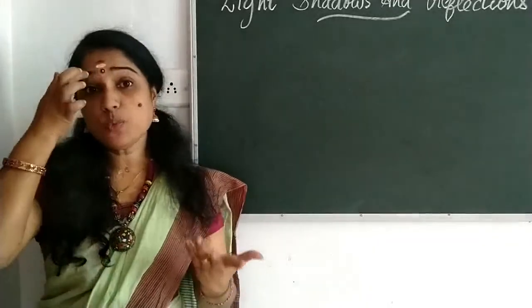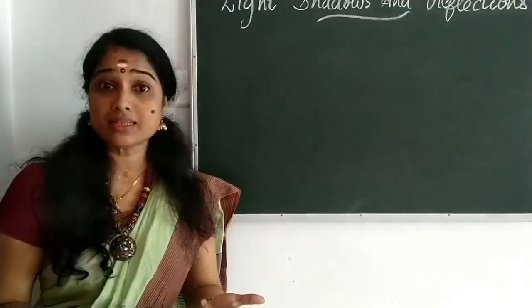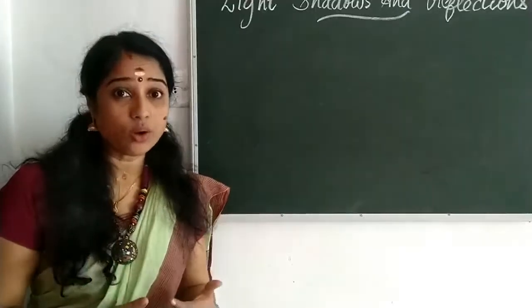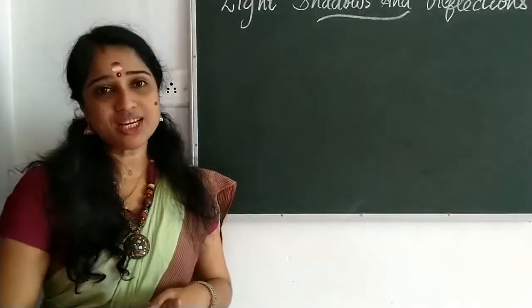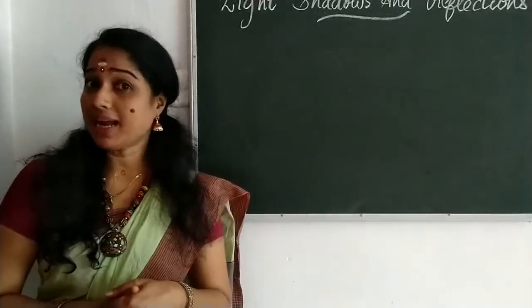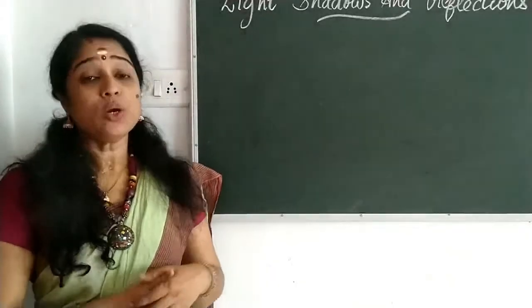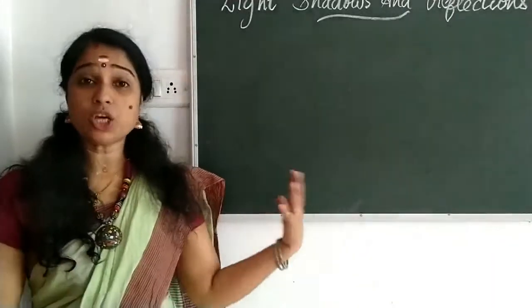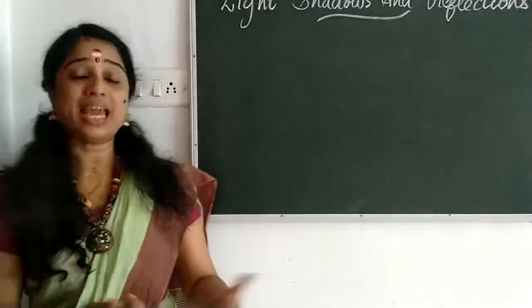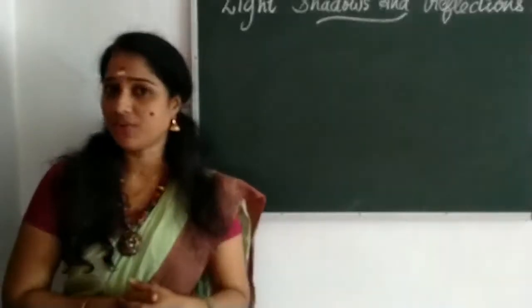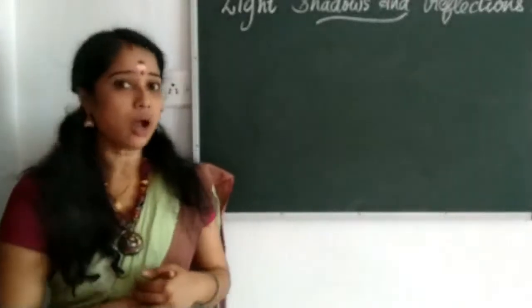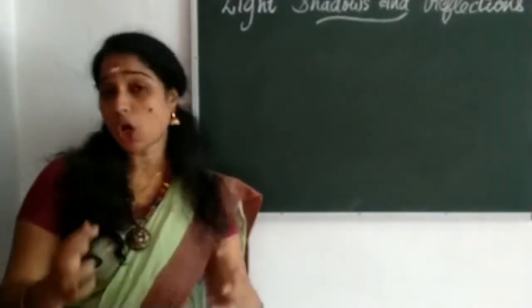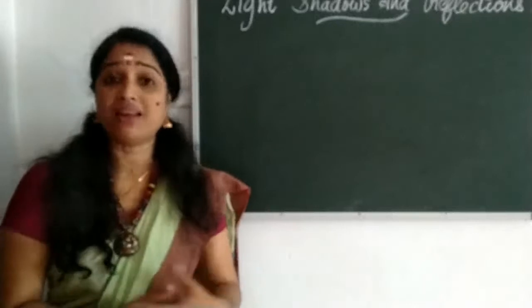And we know that luminous objects produce light of their own. And what about the illuminated objects? Yes, they reflect the light that falls on them. So with illuminated objects, the majority of the objects we see around us fall in which category? Yes, illuminated objects. These illuminated objects react to light in different manners.